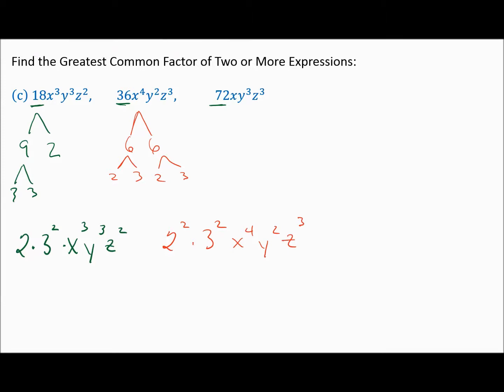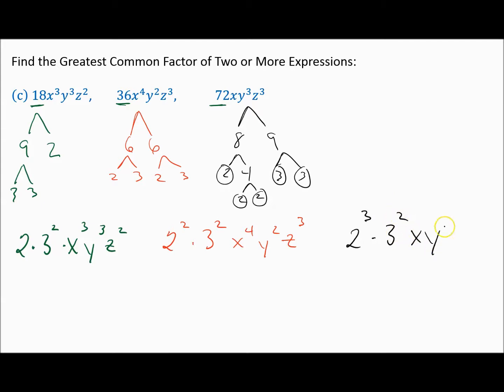And finally, let's take a look at our 72. So 72 breaks down into 8 times 9. Maybe it's the first thing you thought about. 8 is 2 times 4. But 4 is 2 times 2, so that's the end of the road for those branches. And 9 is 3 times 3. So we've got 3 2s, that's 2 to the third. I wrote it down right, I didn't say it right. And there's 2 3s, so that's 3 to the second. And we still have an x, a y to the third, and a z to the third.